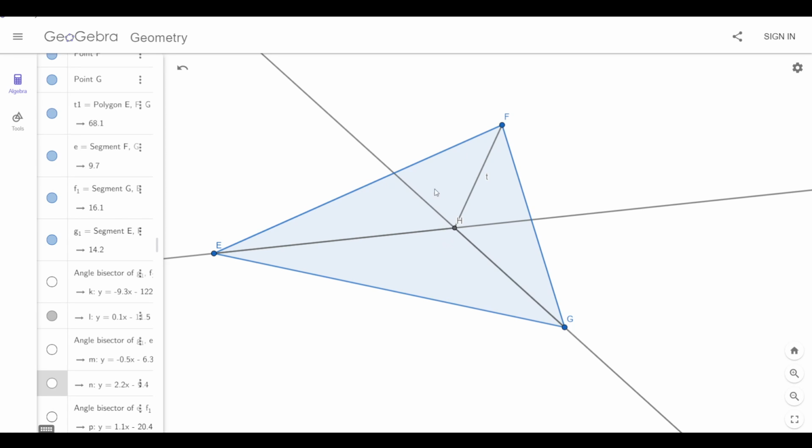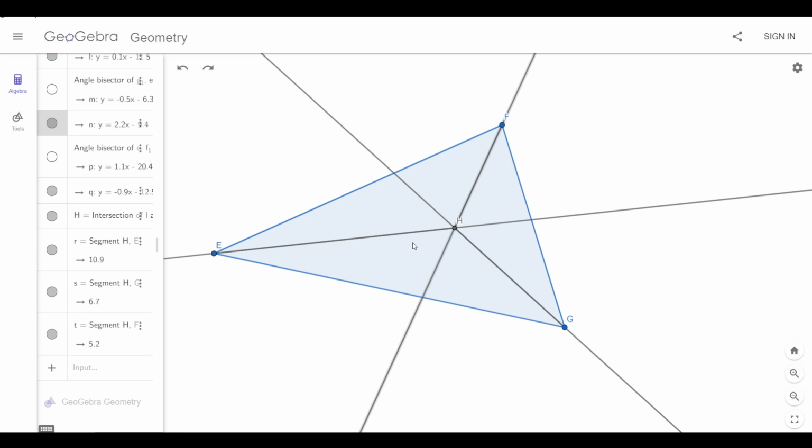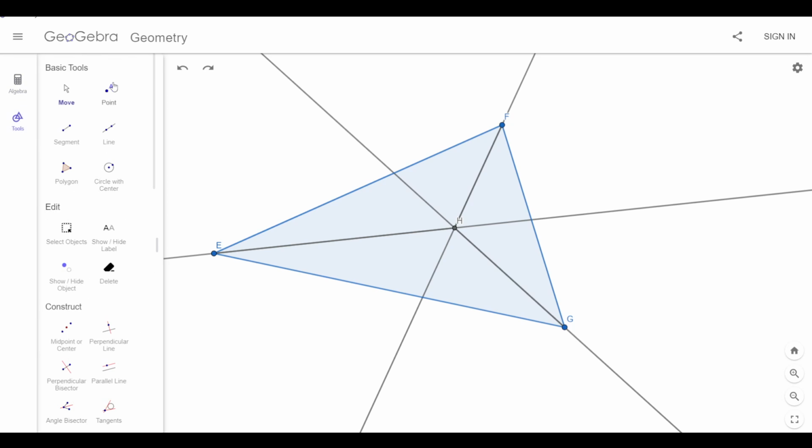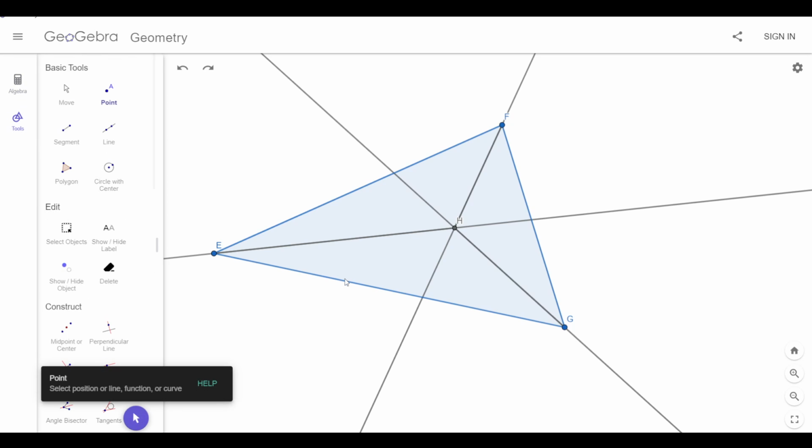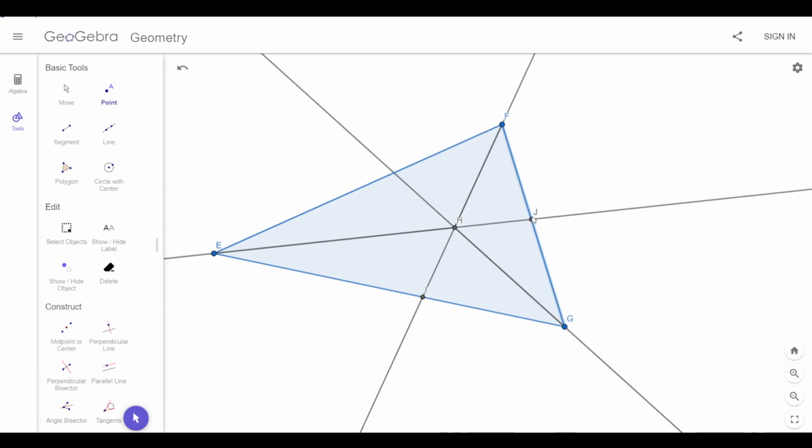Oh, I know why it didn't do it, because I didn't have a point here. Let's try this again. Sorry about that. See, I've only done this a little bit. So I needed to put a point here, and here, and there. Now, when I do this line segment, it should work from E to H, and then from H to J. Yeah, that's what we want.